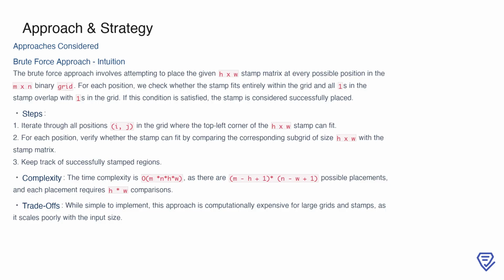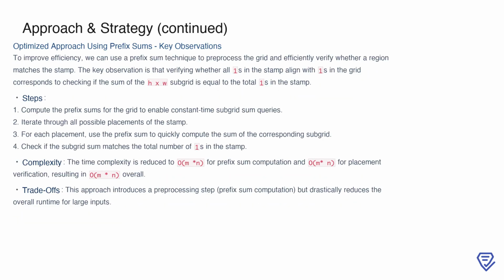Now, to address the inefficiency of the brute force method, we turn to an optimized approach using prefix sums. The key insight here is that verifying whether all the ones in the stamp align with the grid can be reduced to a subgrid sum check. Specifically, if the sum of the elements in the h by w subgrid matches the total number of ones in the stamp, then the stamp placement is valid. This eliminates the need for cell-by-cell comparisons.